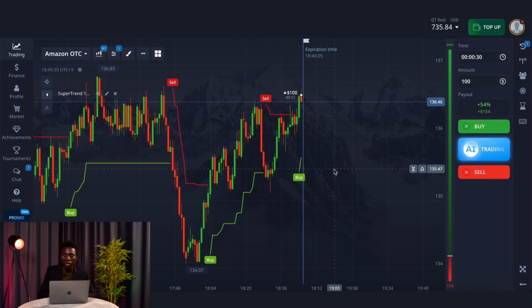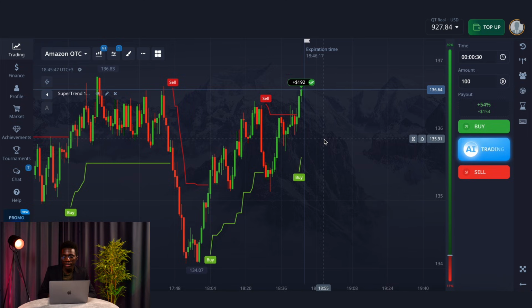On our timer we have 10 seconds left, ladies and gentlemen. We're going to expect the buyers to take us to another level here to give us a win for the next trade. 4 seconds left on the timer. 3 seconds, 2 seconds, 1, and here we go. Nice and smooth. We just secured our 4th win in the market.